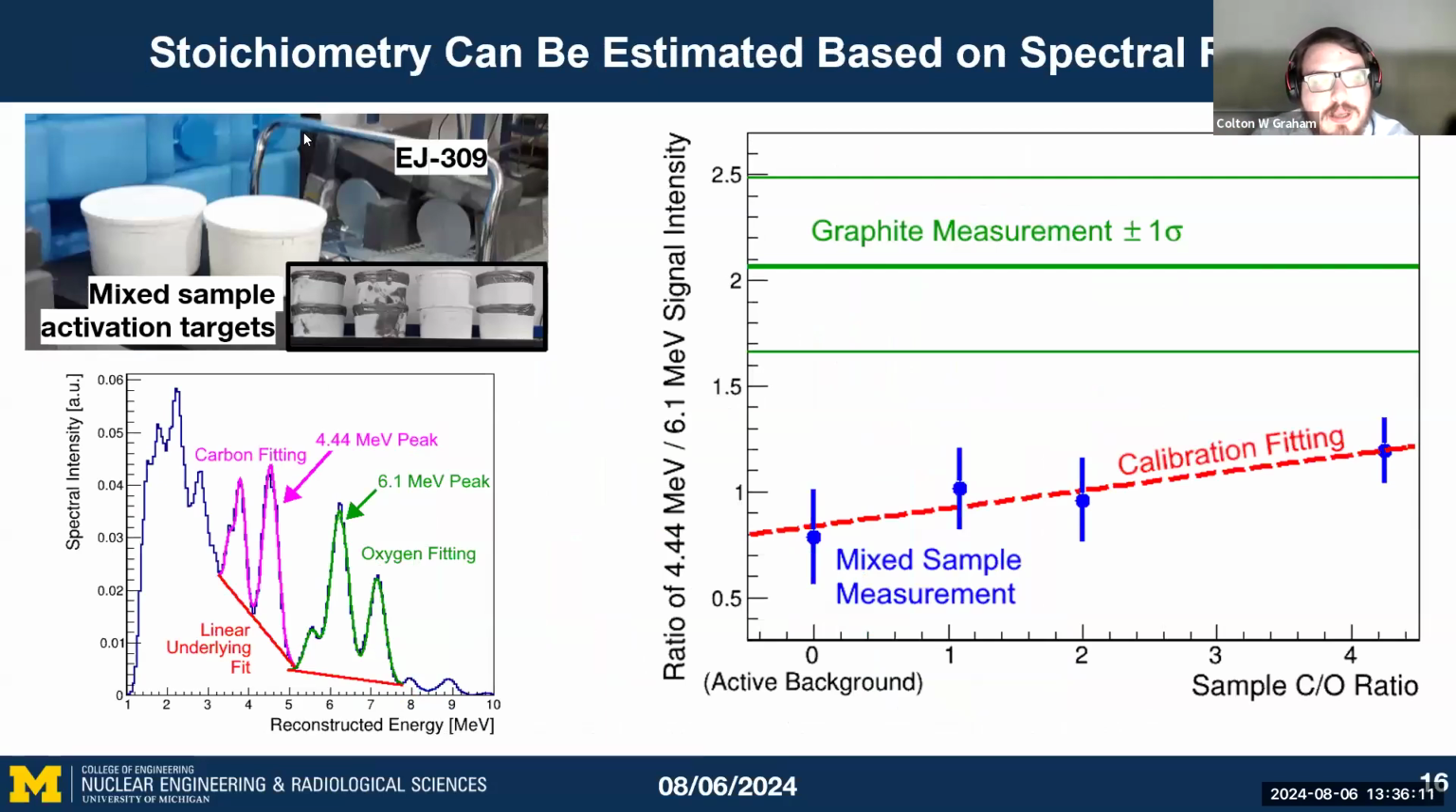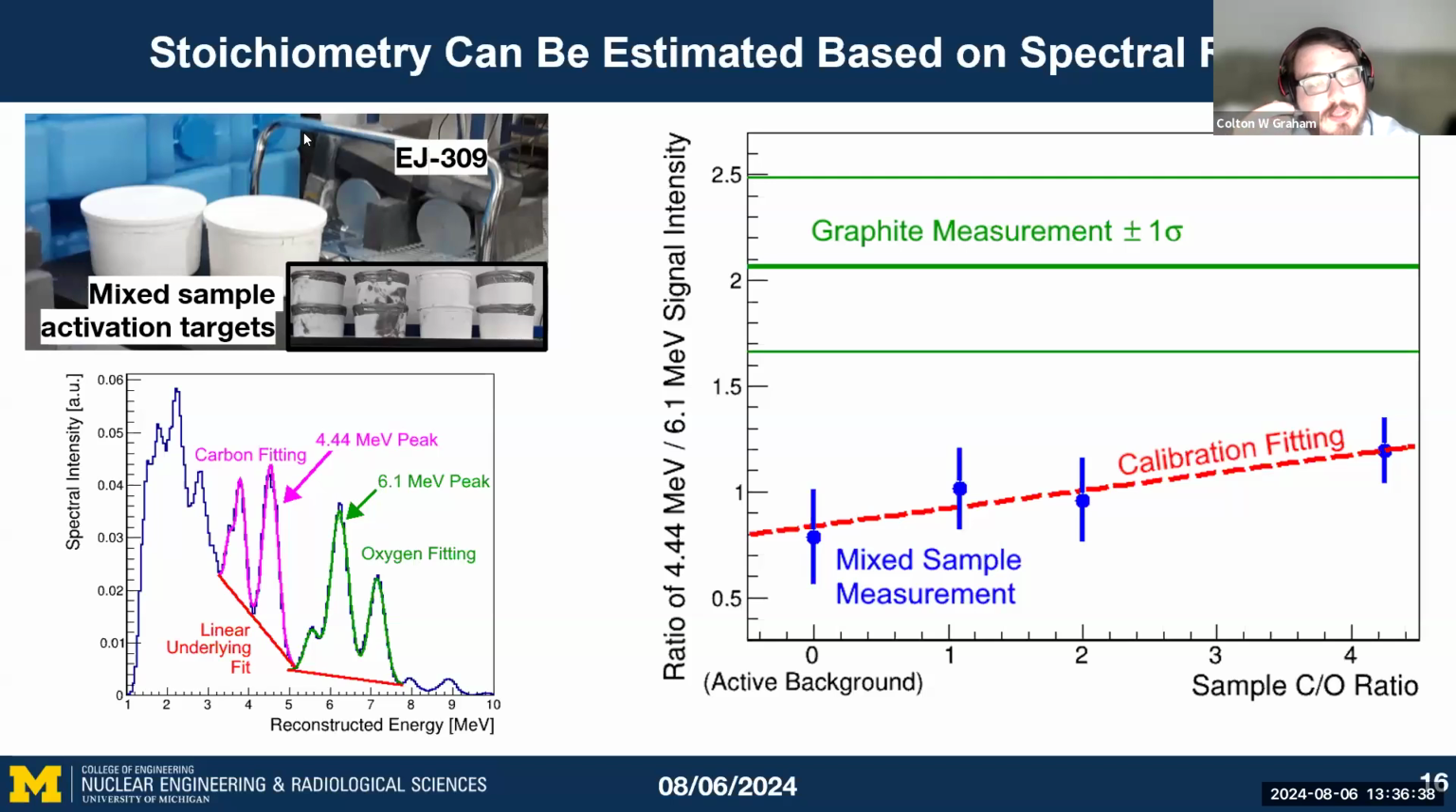Now, like I mentioned, we want to be able to use the ratio intensity of the signatures in order to isolate contraband from benign targets. So to test our ability to do this, we prepared a set of activation targets, which were sugar, which has a carbon to oxygen ratio of roughly 1, and then we added various amounts of graphite powder to that in order to produce targets with a carbon to oxygen ratio up to 4, which is approximately the ratio for cocaine.